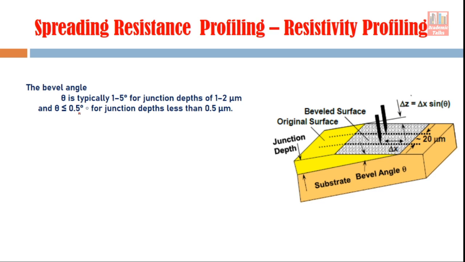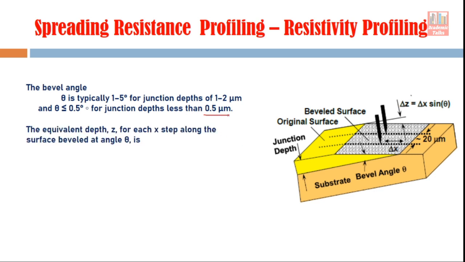But if this theta is very small, 0.5 degree or something, then the junction depth, meaning the depth up to which you can do this kind of measurement, also decreases. And you see how they are related, using this formula. The equivalent depth z is this vertical depth, and x is the horizontal movement. So this is delta x. If you are moving like this, this is delta x. Delta x is the gap between these steps, and delta z is the vertical movement. If you draw a line here like this, now this is your z.